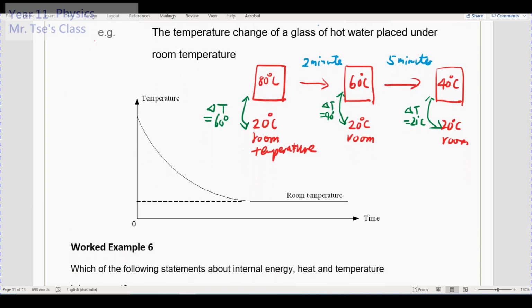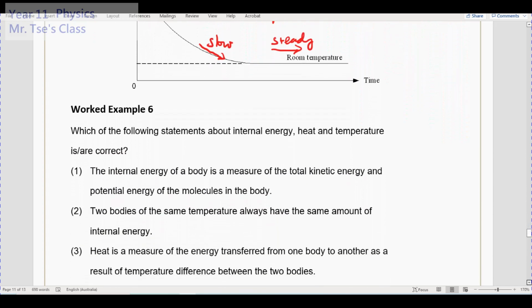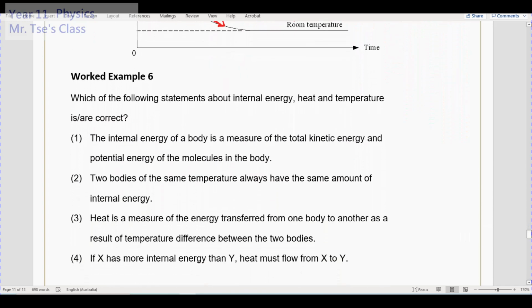That's why when you see that temperature curve, at the start this part is dropping fast, this part is dropping slowly, and this part becomes steady, no dropping at all. So that's the idea I want to give you. And that's it.